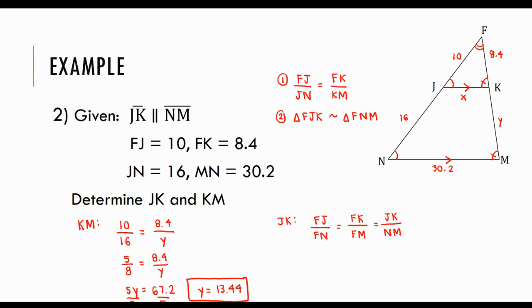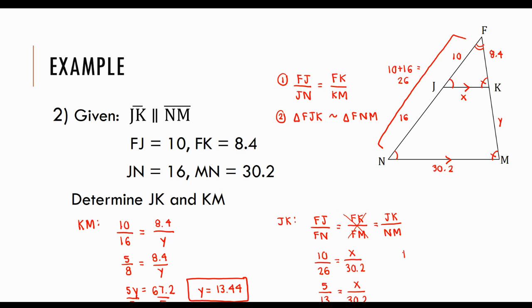I would suggest, once again, since we're dealing with a bunch of decimals, maybe not using that middle one. So I'm going to use the first and the last again. So FJ was 10. And FN, remember, is me adding the two little pieces together. So 10 plus 16 is going to get me a length of 26. That's going to equal JK, which we're calling X, over NM, which is this 30.2. Okay, so if you want, you could simplify down. The 10 and the 26 are both divisible by 2. So that could give us 5 over 13 to equal X over 30.2.